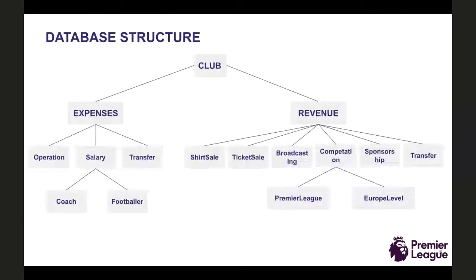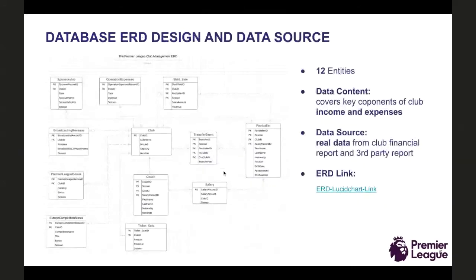For our database structure, we take the club entity as the main part. We designed the database by dividing the income and expenses into two parts, and then subdividing each specific item. The next is our ERD design, totaling 12 entities with club income and expenses. Our data are all from club financial reports and third-party reports.